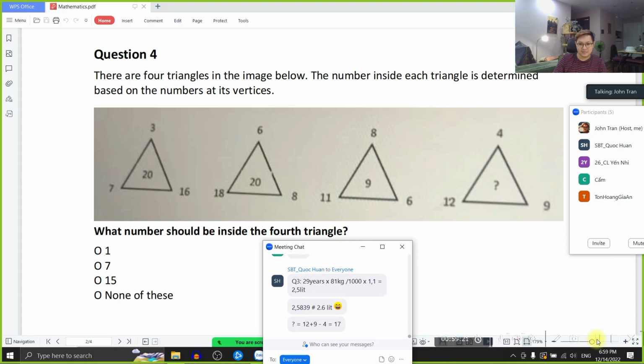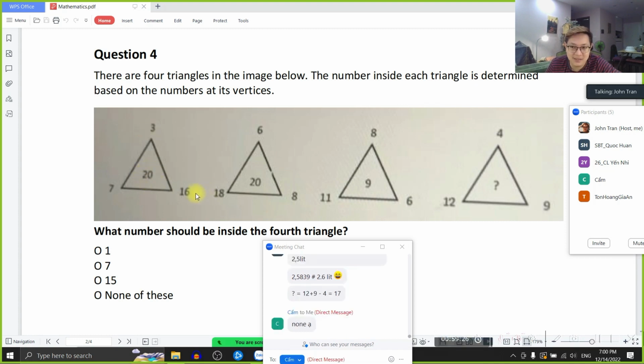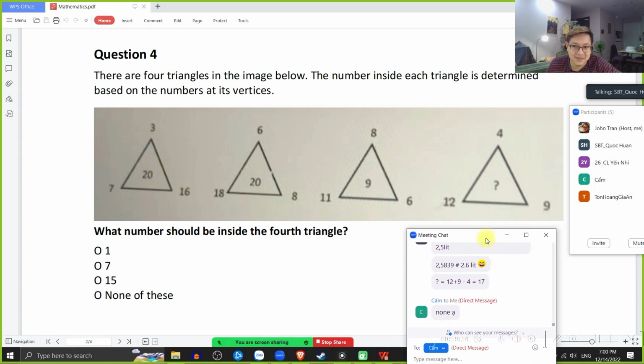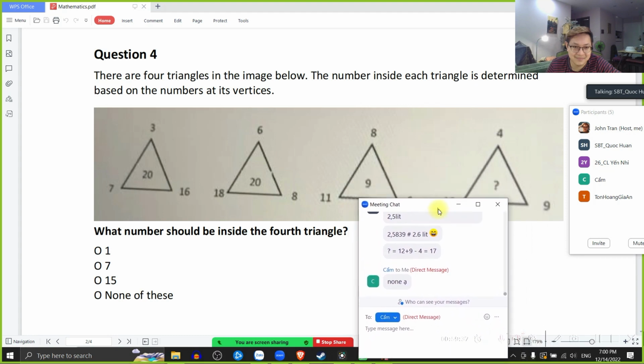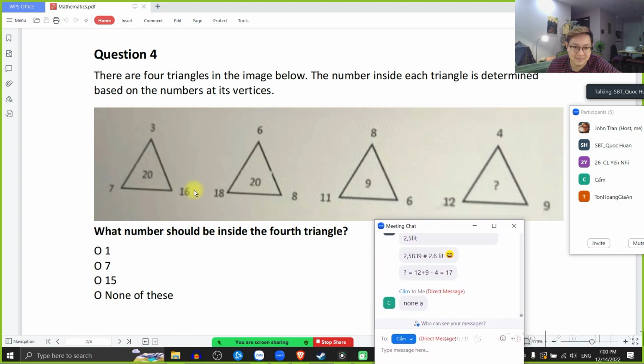Guessing to answer. The number inside here has to have some relationship with these three numbers. There has to be a relation between the number here and these three. It's the sum of the two figures at the bottom minus the figure on the top. That is, add the two numbers at the bottom and subtract the number at the top.